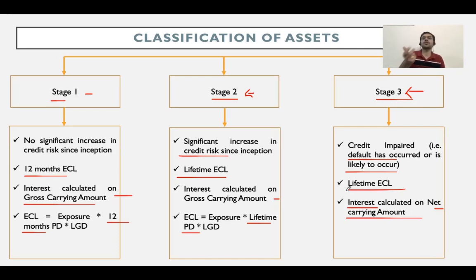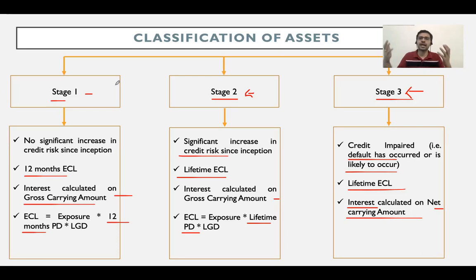And within that also, collateral: something which has collateral will have a lower provisioning percentage, and something which does not have collateral would have a higher provisioning percentage. If you actually try to think of it, almost what Ind AS 109 has done is it has just replicated what RBI already required banks to do. It's not an absolutely new concept that has come into India.